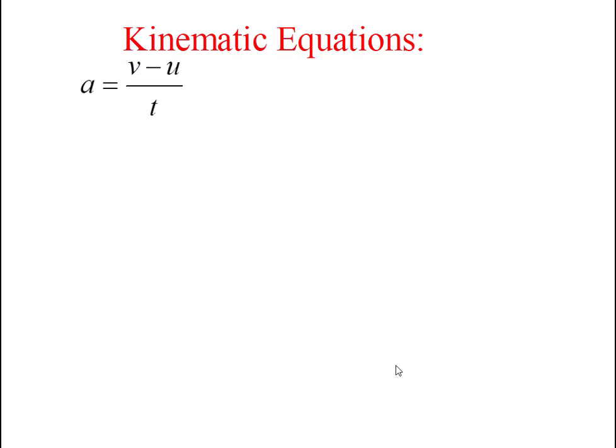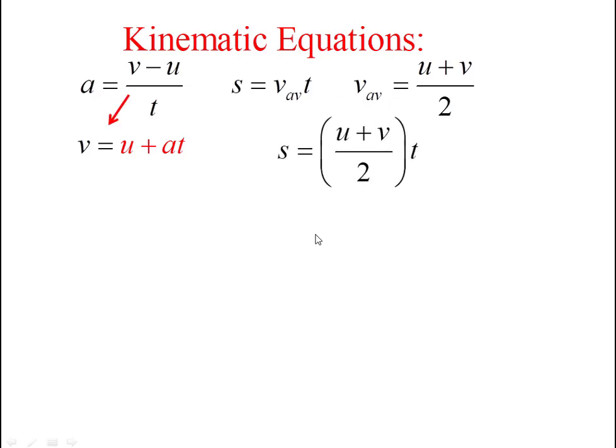So we will use those three equations that I have introduced to you a while ago in order to derive the other kinematic equations based on these three basic kinematic equations. The first one is the final velocity is initial velocity plus acceleration times time, which is directly coming from this equation. The second one is displacement is equal to the initial velocity plus the final velocity over 2 times t, which is the combination of these two basic kinematic equations.